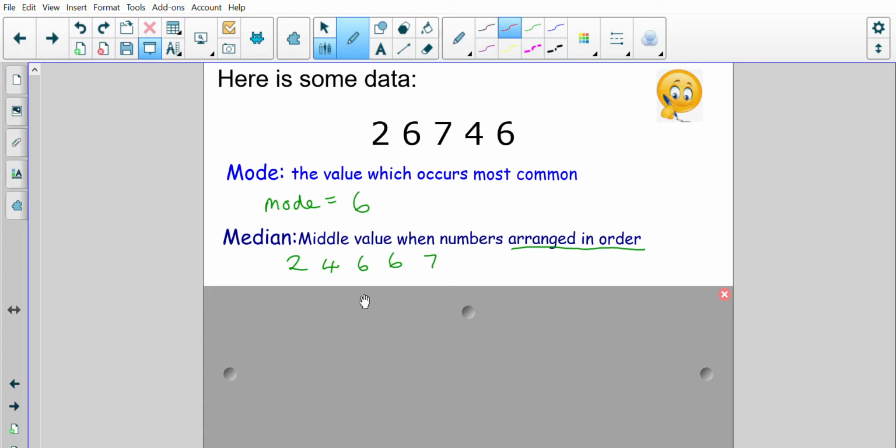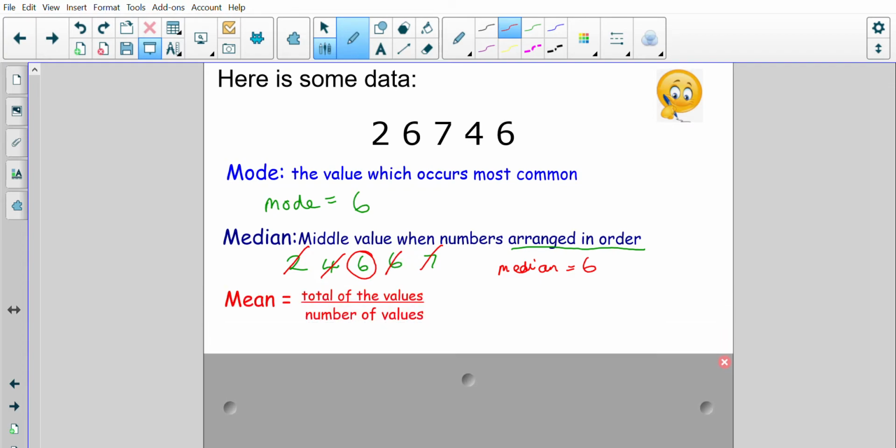When I've only got a few numbers, it's very easy to spot the middle number. There it is. It's the 6. So the median of this data set is also equal to 6. If we've got a bigger data set and it's harder to spot where the middle is, we can cross off numbers from either end until we're left with the middle number.